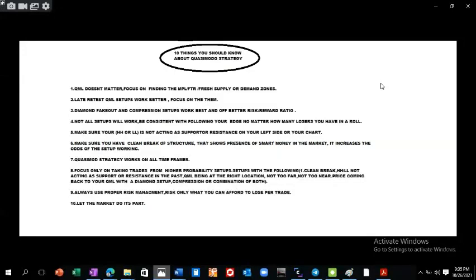So number 8 is focus only on taking trades from high probability setups. So what do I mean when I say high probability setups? Setups with the following. A clean break of structure, which I've just talked about, and the higher high or lower low which is not acting as support or resistance in the past, and price and the QML being at the right location. By right location, I mean that the shoulder should not be too far or too near to the head. Make sure it's just right, rightly positioned. That increases the chances of that particular setup working.